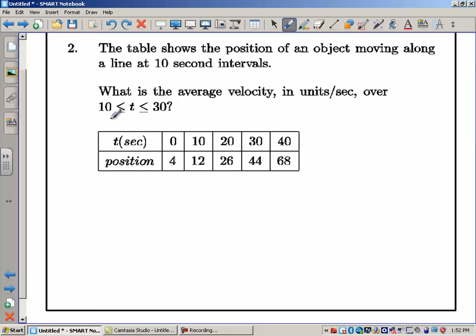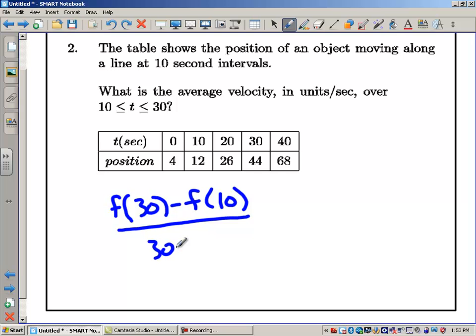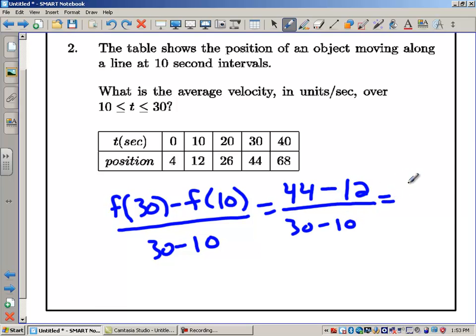So let's see here. We want to go from 10 to 30. So we want to do, I'm going to call it F, even though this doesn't say F notation here. F of 30 minus F of 10, because we're going from 10 to 30, all over 30 minus 10. So that would be 44 minus 12. There's F of 30 minus F of 10, all over 30 minus 10. So what is that? That is 32 over 20, which is 1.6.